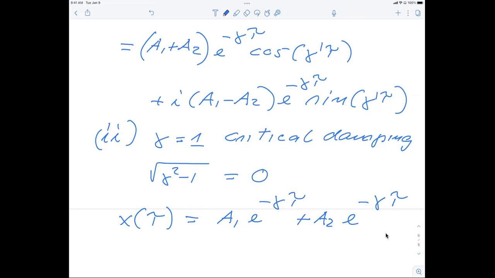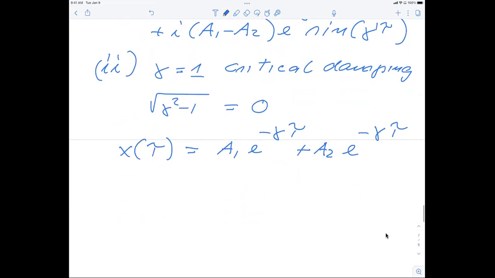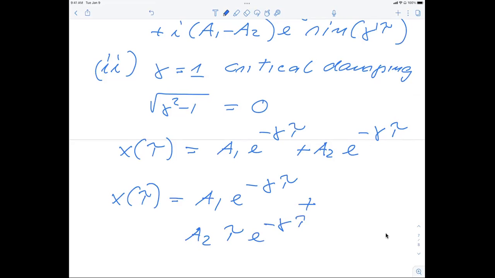So what you can show, and this is also in the notes, so I'm just going to set up the solution here, is that you need a new solution because you have a differential equation which has a second derivative. You can also see the derivations in Taylor. What you can show now is that you need a solution which goes like x of tau, which is equal to an A1 of e to the minus gamma tau, plus a new solution which goes like an A2 tau of e to the minus gamma tau.